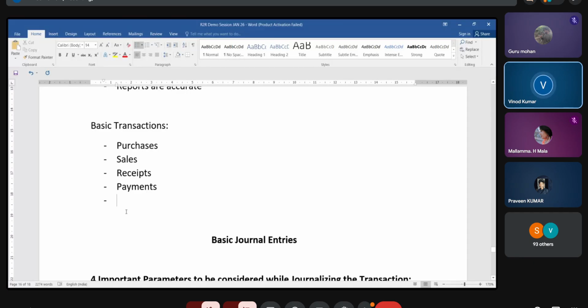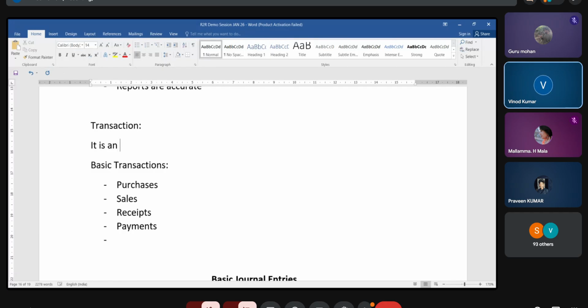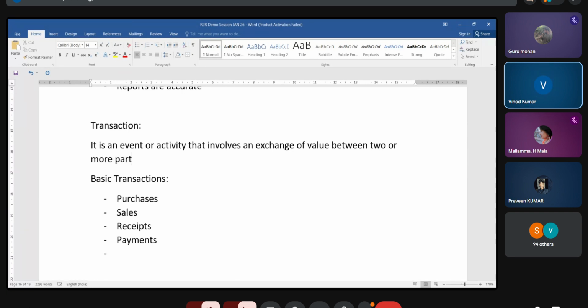If you want to know the meaning of a transaction, it is nothing but an event or activity that involves an exchange of value between two or more parties, and it can be measured in money. So that is the meaning of transaction, guys.